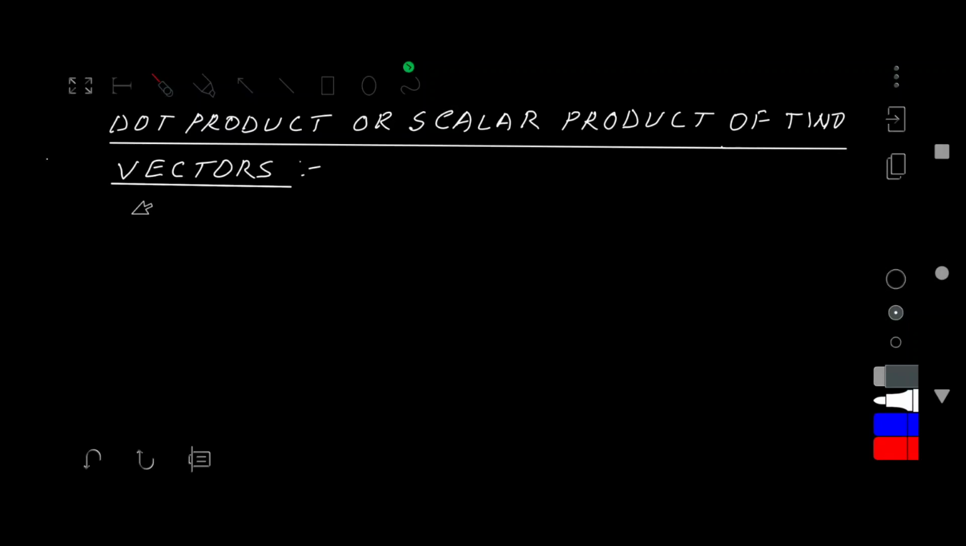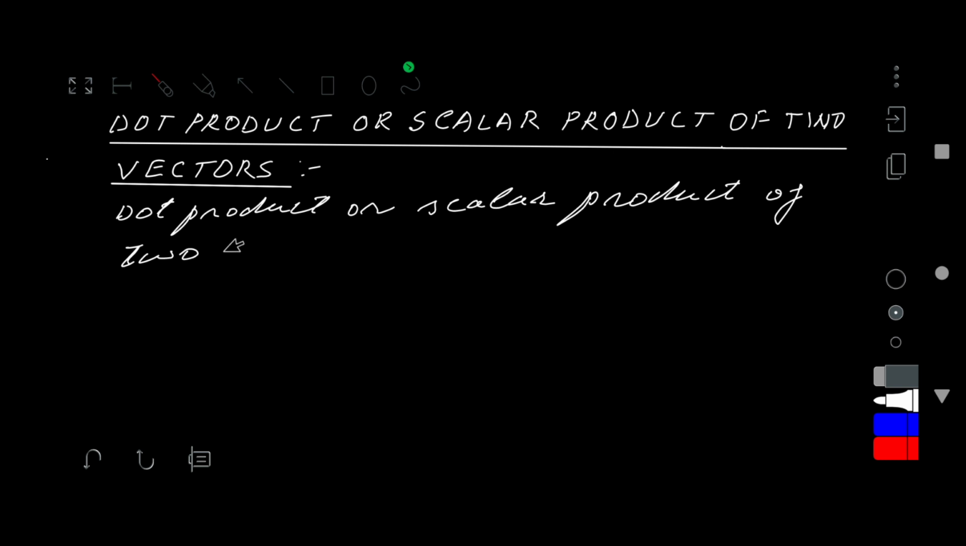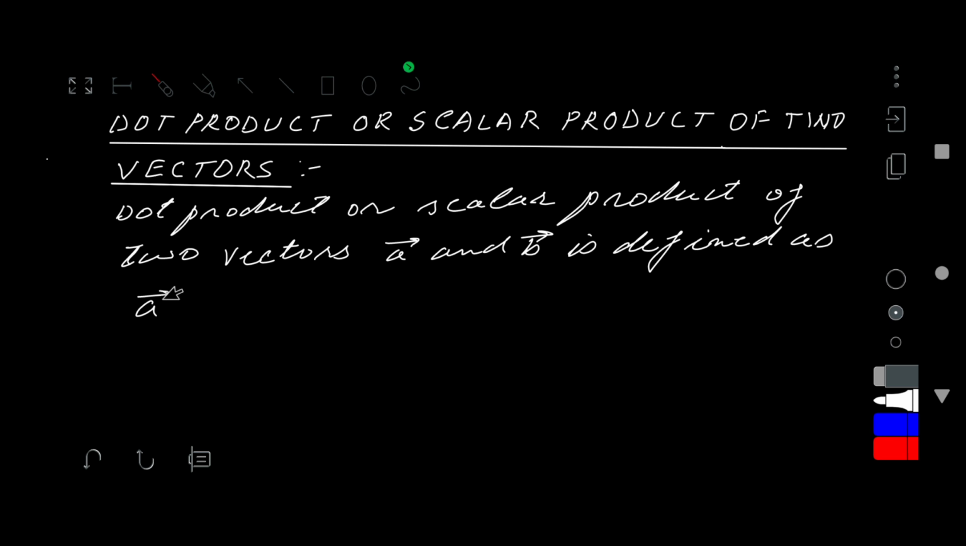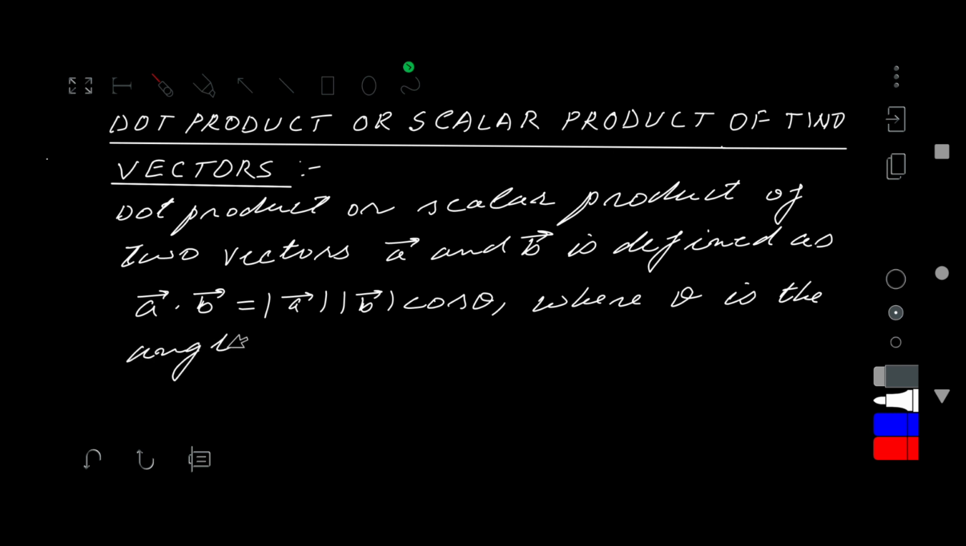Now in this video, we are going to discuss dot product or scalar product of two vectors A and B. It is defined as vector A dot vector B is equal to magnitude of vector A into magnitude of vector B into cos theta, where theta is the angle between vectors A and B.